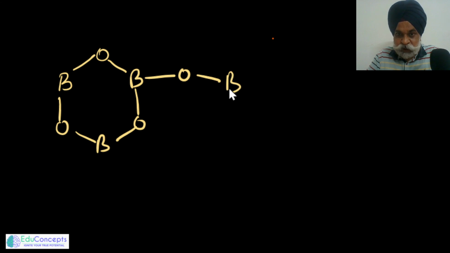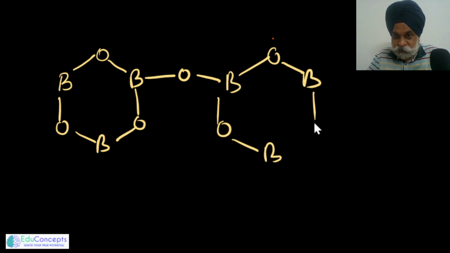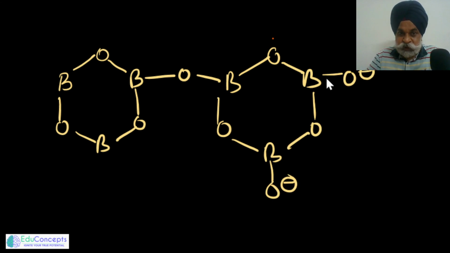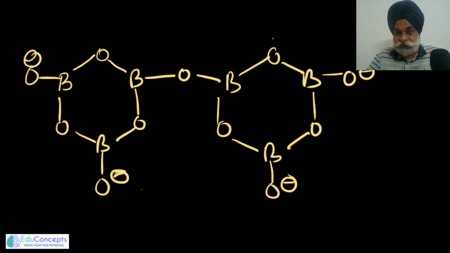Let me draw it once again for you. I just have made it like this. This is the structure we have made. There is a BOB bond here, and this also would have, for this you people are a little confused. So this is the species which we get. This is the entity which we have received.